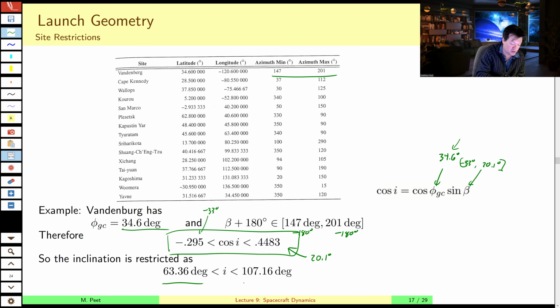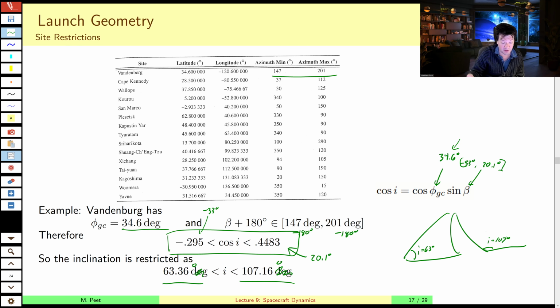So if we just draw our spherical triangle here, our inclinations resulting from Landrum-Vandenberg can be anywhere between this 63 degrees, and if we draw the spherical triangle over here, this corresponds to 107 degrees. Right. So again, the internal angles of these spherical triangles can sum up to greater than 180 degrees.